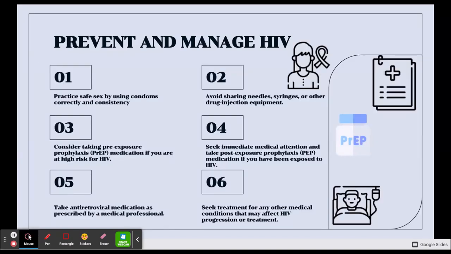HIV can have serious health consequences and there's still no cure for the virus. Therefore, prevention and management of HIV is critical to reduce the impact on individuals and communities. Preventive measures such as practicing safe sex, using condoms, avoiding sharing needles, and getting tested for HIV can greatly reduce the risk of transmission. Effective management of HIV can involve early diagnosis, proper medical care, sticking to the treatment plans, and making lifestyle changes to minimize the impact of the virus on the person's health and also quality of life.